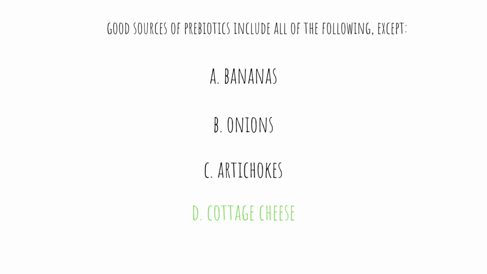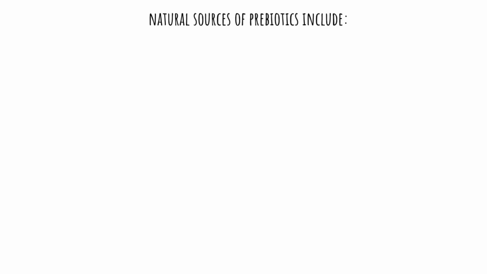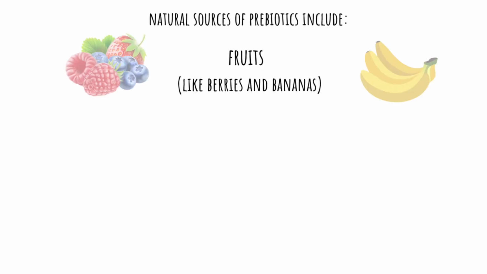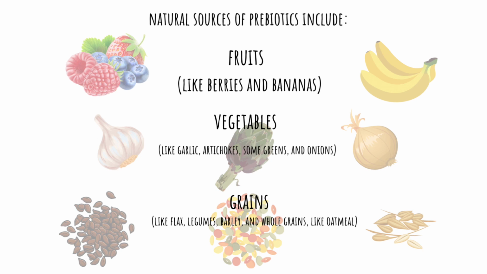The correct answer is D. Cottage cheese. Prebiotics are a special plant fiber that help healthy bacteria in the gut to grow. Natural sources of prebiotic include fruit, like berries and bananas, vegetables, like garlic, artichokes, some greens, and onions, and grains, like flax, legumes, barley, and whole grains.